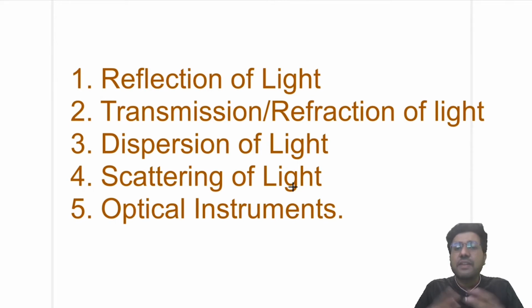Then comes the refraction of light. Here also we will discuss refraction through a plane surface, refraction through a curved surface, and also lenses. Then comes dispersion of light, the definition of which we have already discussed. Then we will discuss the scattering of light, and finally the most important topic for JEE Mains, optical instruments, where we will be discussing the microscope, telescope, and some other optical instruments also. All right, so let's start with the chapter.